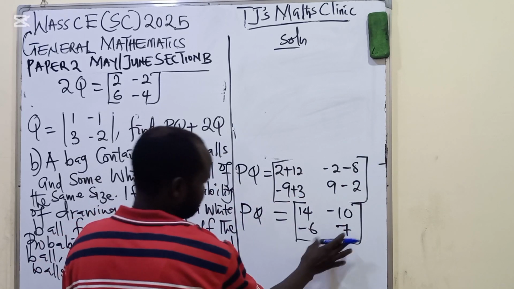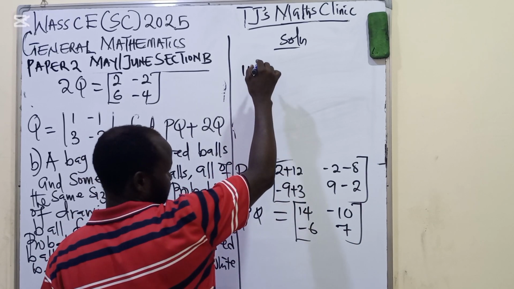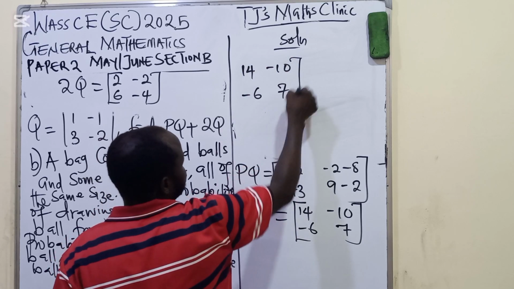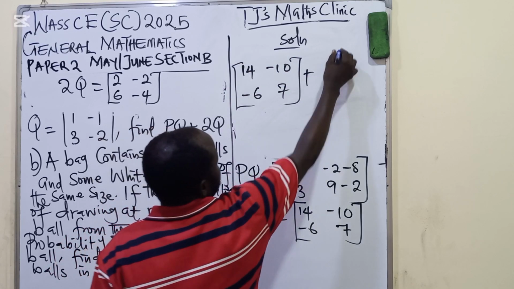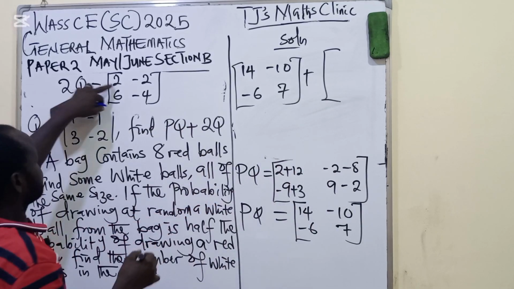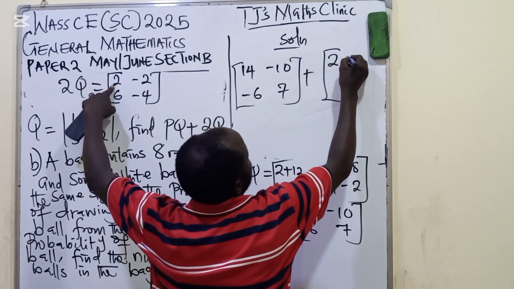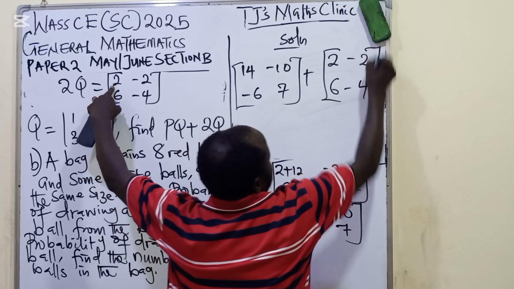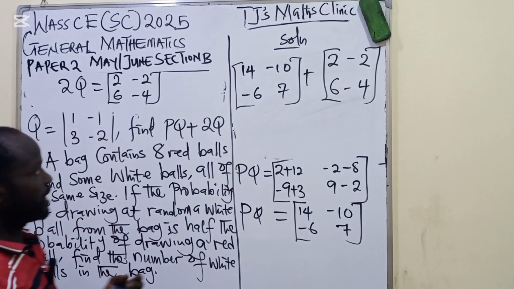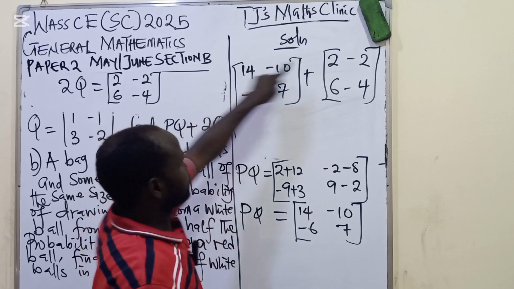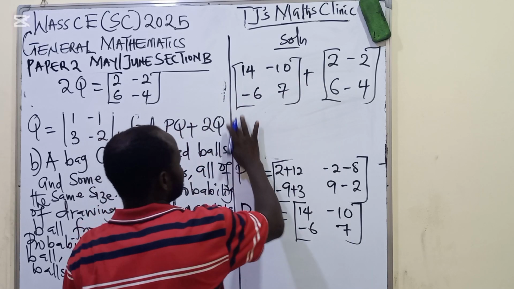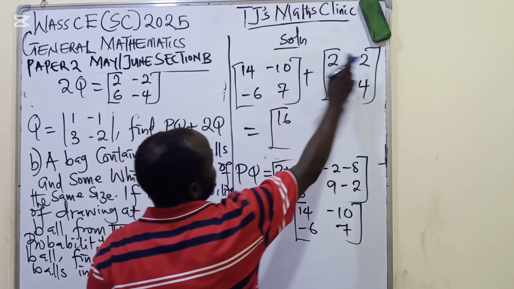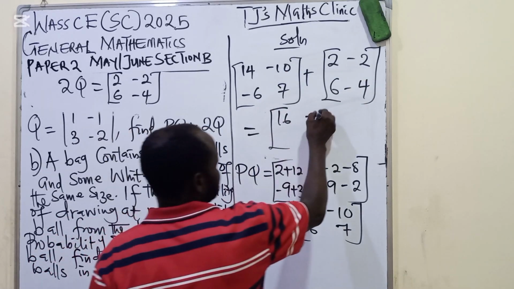Our PQ is nothing but 14 minus 10, minus 6, 7, plus 2Q, which is nothing but 2 minus 2, 6 minus 4. So the next thing for us to do is to add. How do we add? It will be 14 plus 2, that's 16. So the solution now is we'll have 16. Then minus 10 minus 2, that will be minus 12.